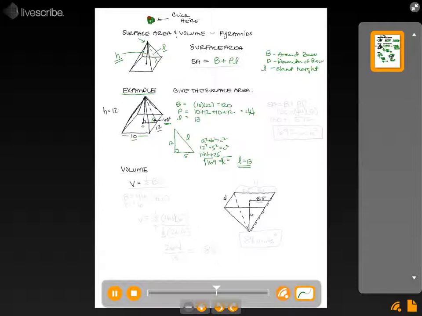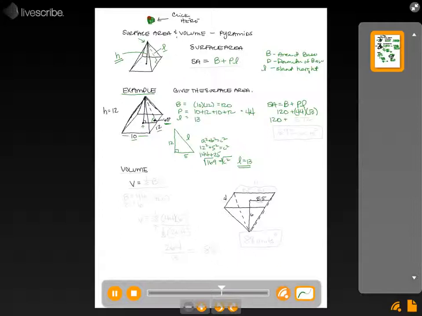Alright, now I plug my values into my formula. Surface area is B plus P times slant height. B we found to be 120. The perimeter was 44. And the slant height was 13. So we end up with 120 plus whatever 44 times 13 is.